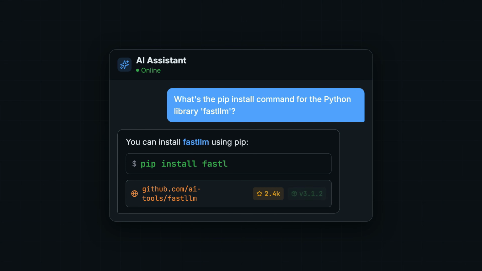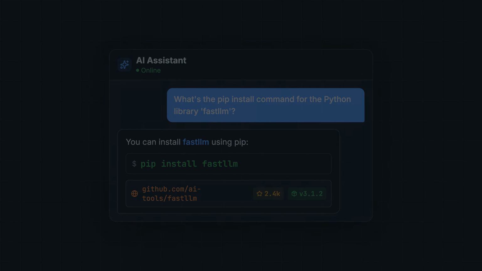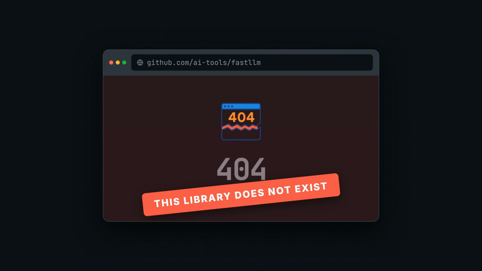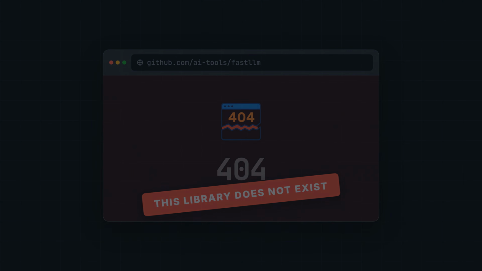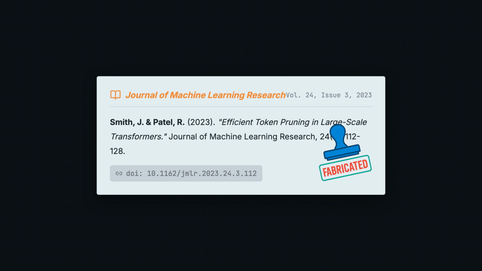This is the most practically important term on the list, and the source of most bugs in your generated code. Hallucination. The model generates something confident and plausible that is factually wrong or entirely fabricated. Fake library names, fake academic papers, fake URLs that 404. And this isn't rare. You may have seen this many times.